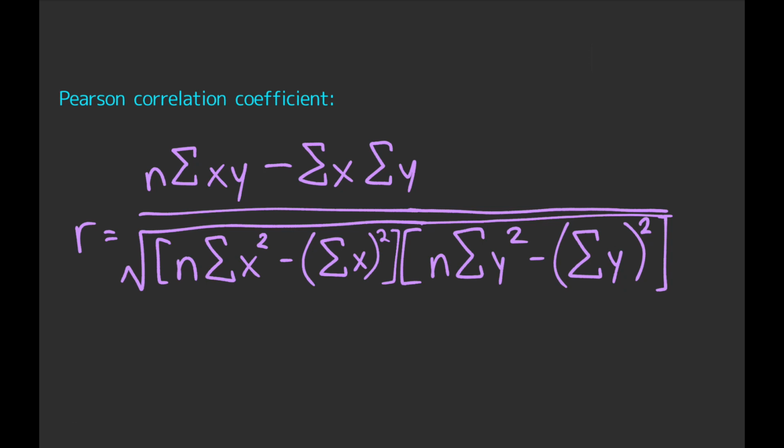So here is the formula for the correlation coefficient. R equals n times the sum of x times y minus the sum of x times the sum of y, all over the square root of n times the sum of x squared minus the sum of x, squared, and all that times n times the sum of y squared minus the sum of y, squared. And really quick, notice the difference between the sum of x squared right here and the sum of x, squared, right here. And the same thing with the sum of y squared and the sum of y, squared.